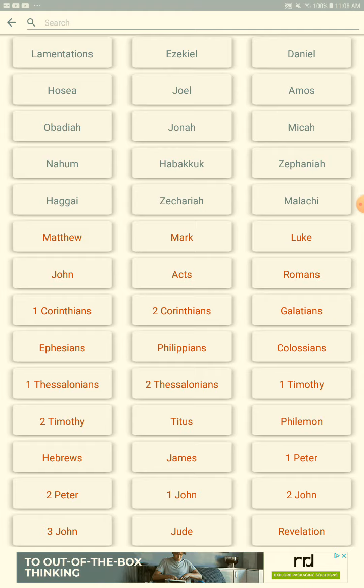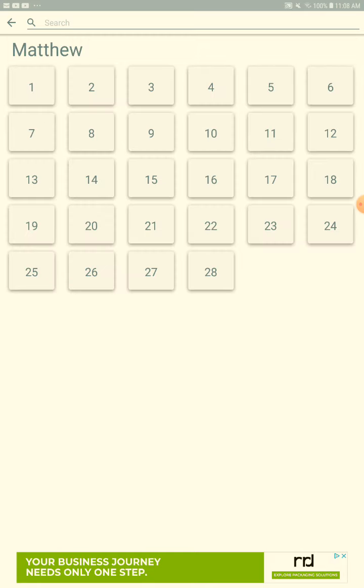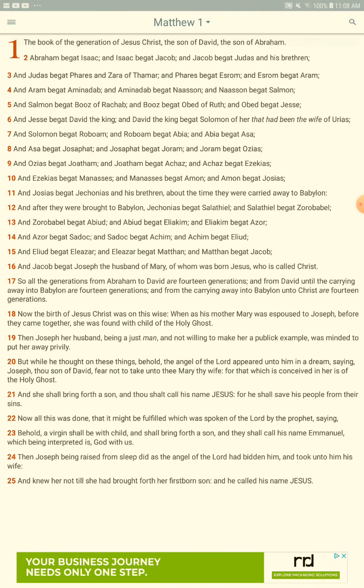I'm going to do one lesson entitled "Son of David, Part 1: The Matthew Birth Explained." Alright, so let's get into it. Matthew chapter 1, verse 1.